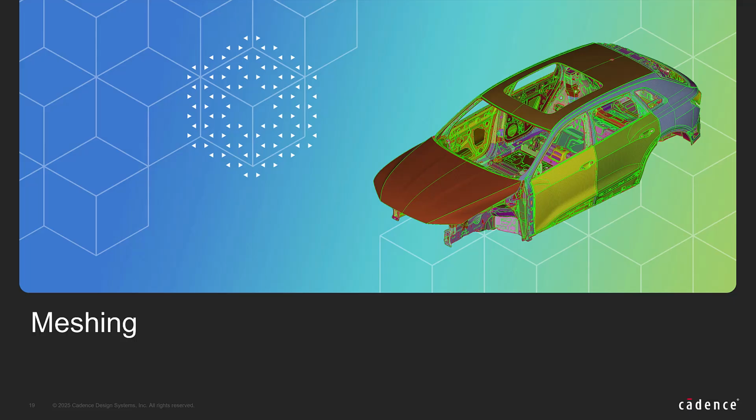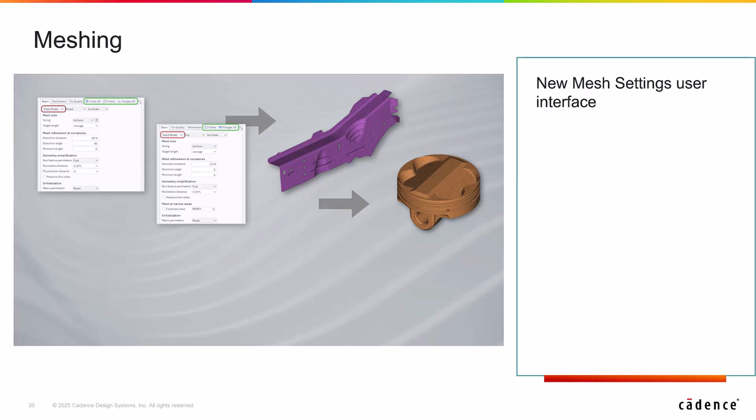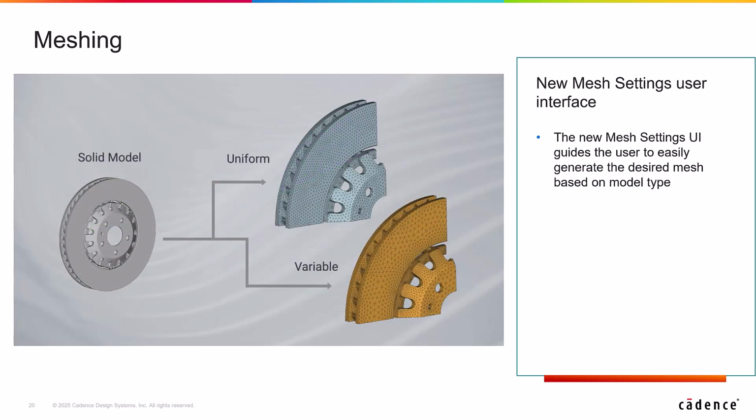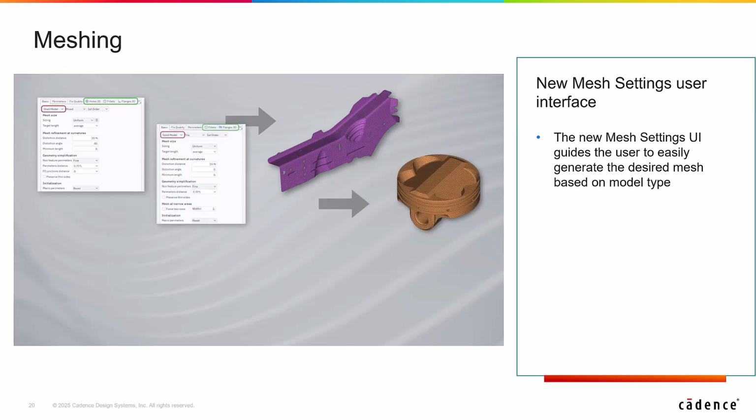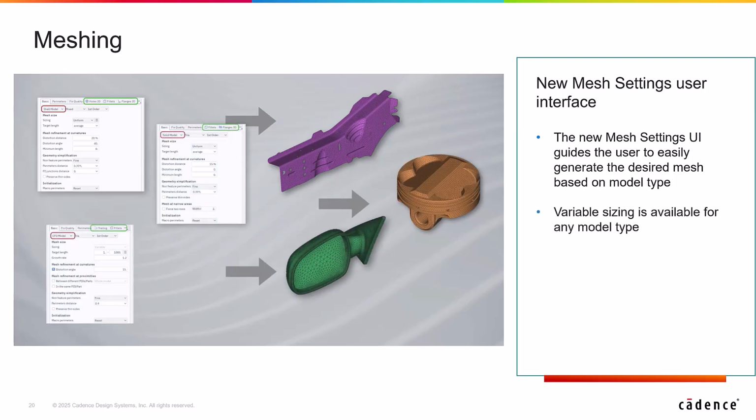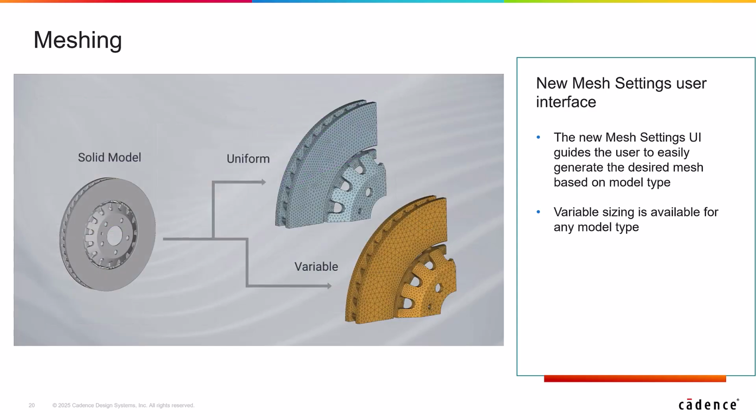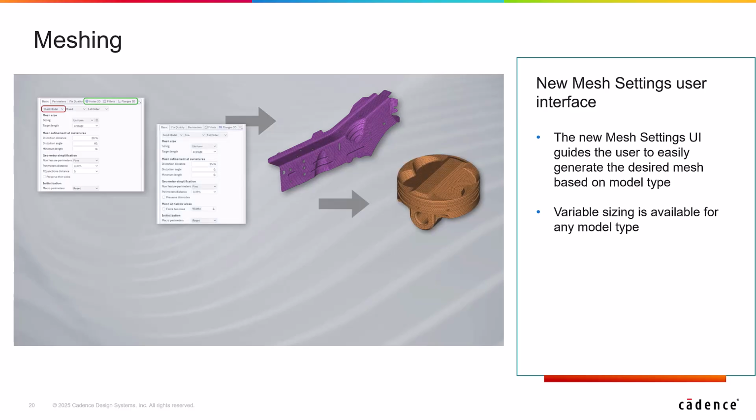Regarding meshing, the new Mesh Settings user interface has been designed to guide users more intuitively through the mesh generation process. It helps select the most suitable mesh setup depending on the model type. Additionally, variable sizing is now supported across all model types, offering more flexibility to adapt the mesh to geometric and physical features.